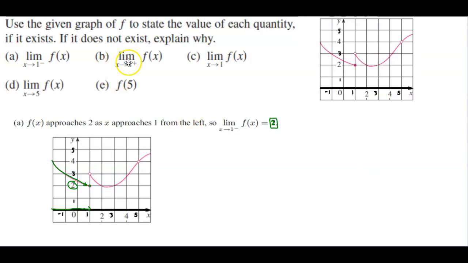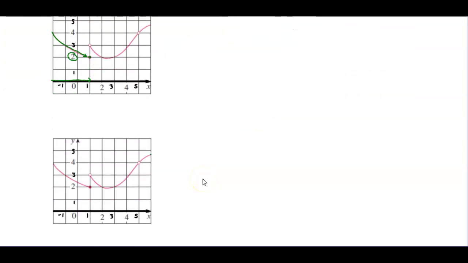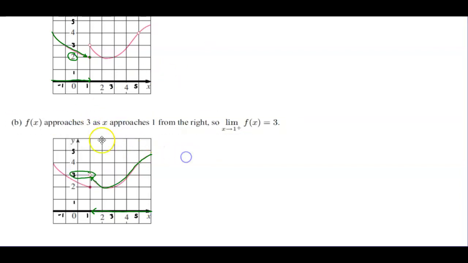So for part B, it says the limit as x approaches 1 from the right of f of x is equal to what? So if we take a look here, as x is approaching 1 from the right, then our function is approaching what value? Well, it's approaching the value of 3. So therefore, we can say that f of x is approaching 3 as x is approaching 1 from the right. So therefore, the limit as x is approaching 1 from the right of f of x is equal to 3.